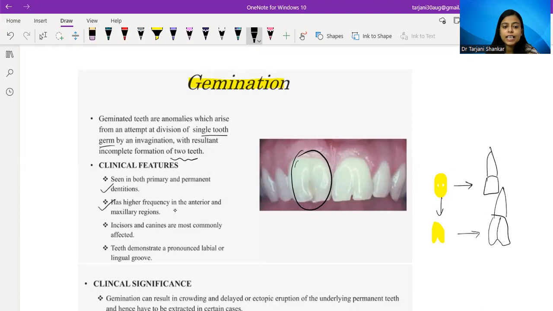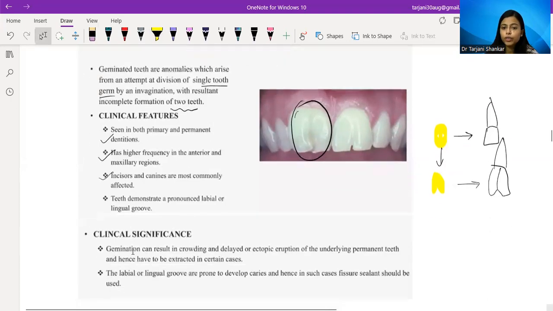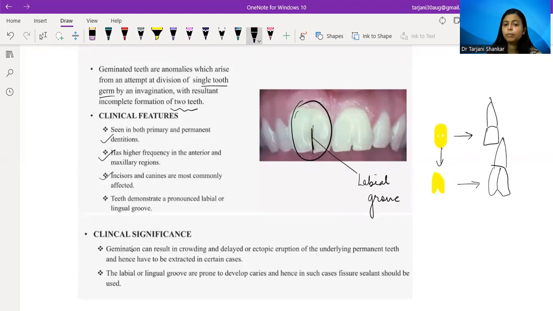Now, incisors and canines are most commonly affected, and teeth demonstrate a pronounced labial or lingual groove. Can you see a lingual groove? Right? On the labial side, there will be a pronounced labial groove. This is a labial groove. Now, because there is an incomplete fusion that results in formation of two teeth, there will be a groove at the junction between the two teeth. Okay. Now, what is the clinical significance of it?